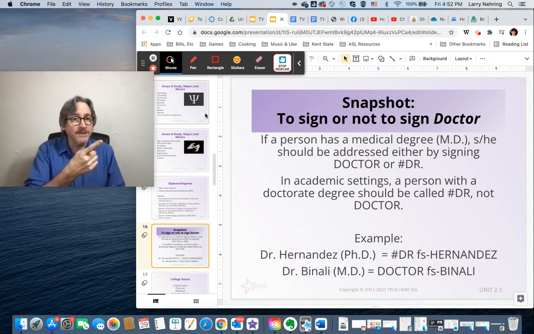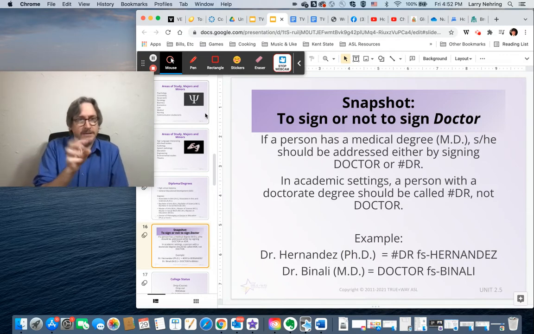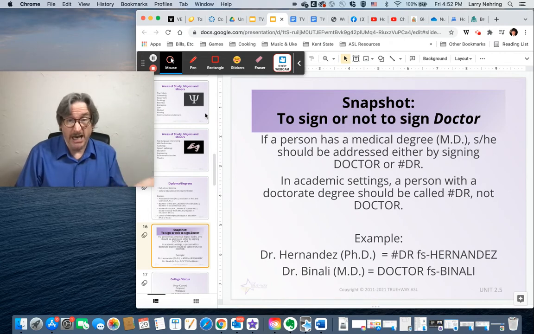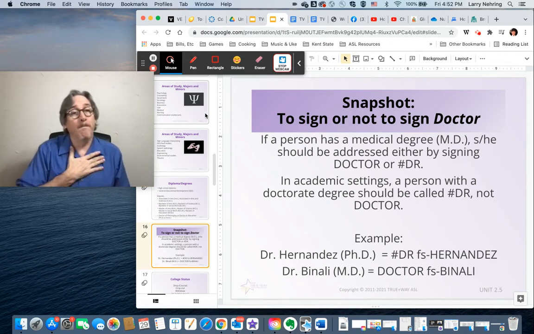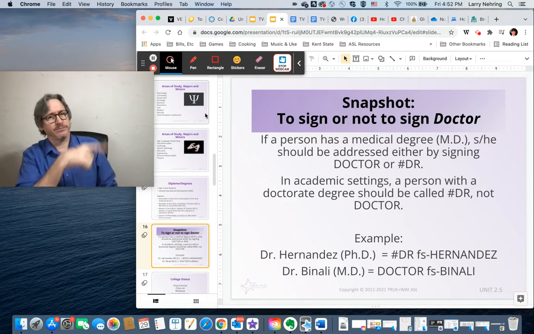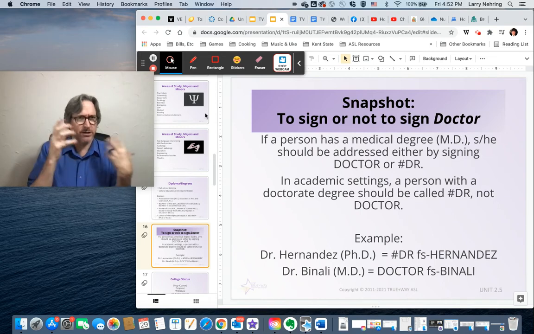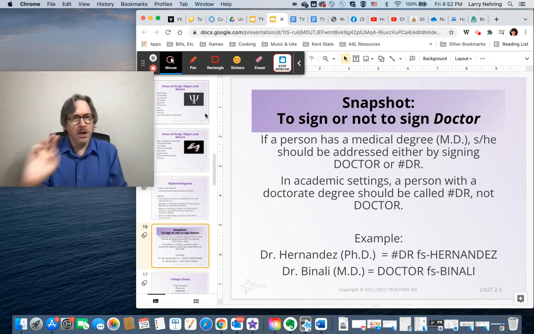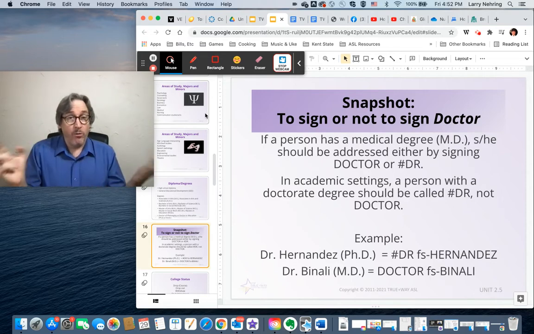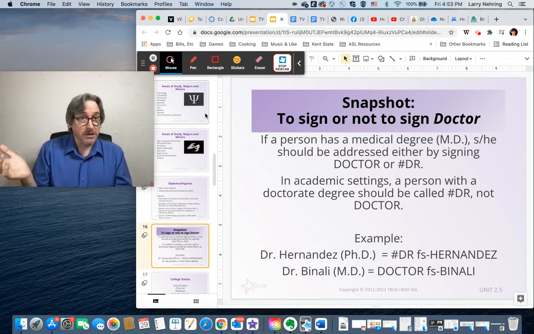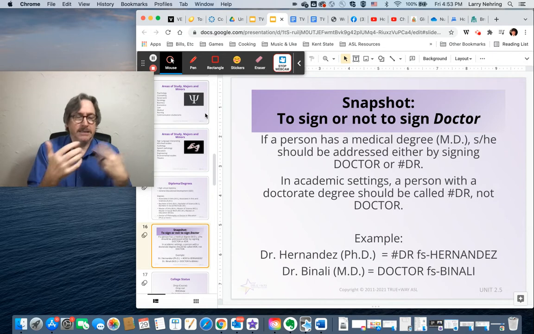If you're going to fingerspell their name, it's usually like Dr. blah, blah, blah. And that could be any doctor, which we'll see in just a second. If you're talking about, oh, my doctor, in an academic setting, or if you're talking about titles, introducing people, whatever, we usually just use doctor for any kind of doctorate, JD, EDD, whatever.